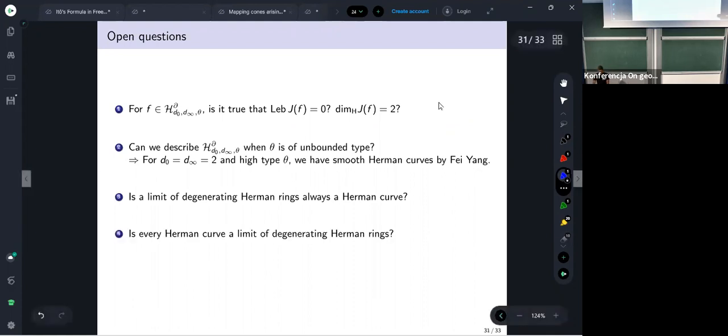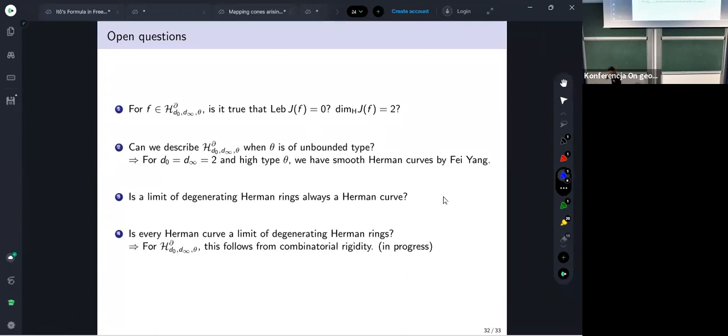And then lastly, is every Herman curve a limit of degenerating Herman rings? That's the converse of the previous question. For number 4, I do believe that this should be true, at least when theta is of bounded type. I have a partial answer for this. For the space of rational maps that I've considered so far, this should follow from combinatorial rigidity. This is still a work in progress, and I haven't written it up yet.